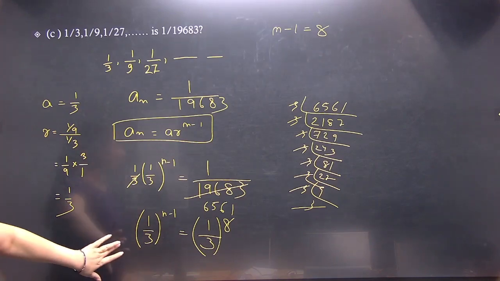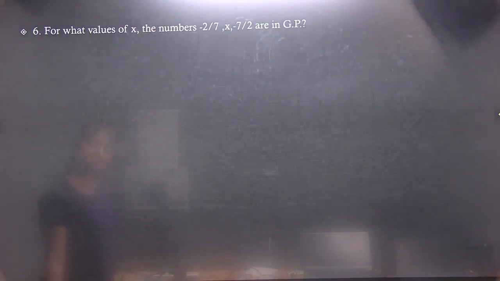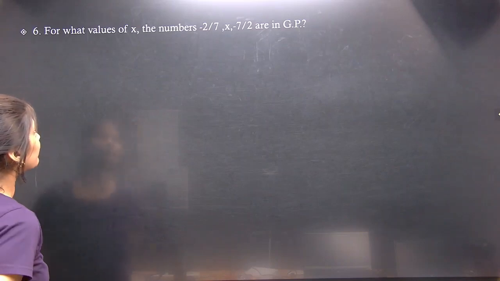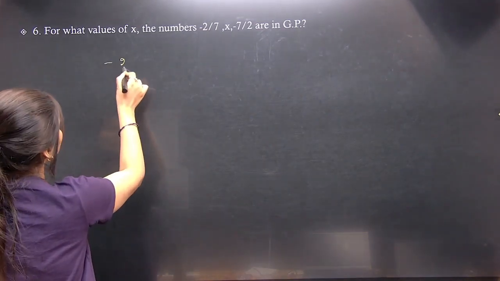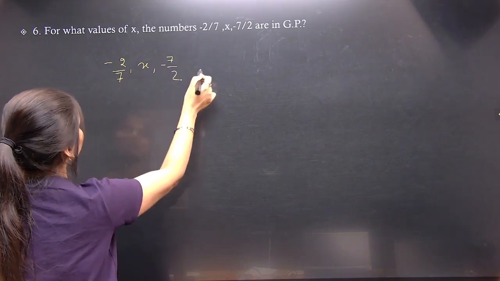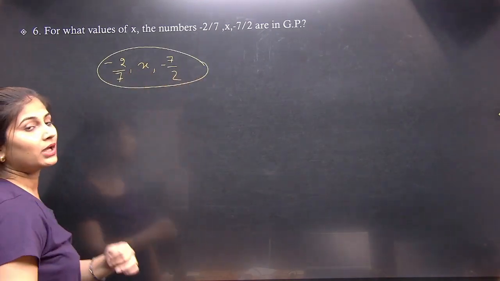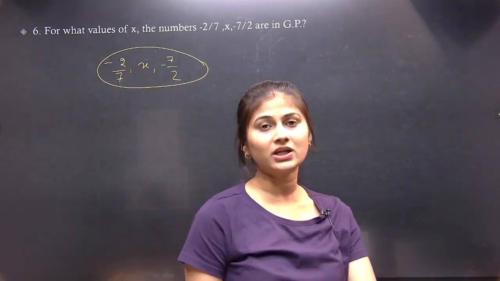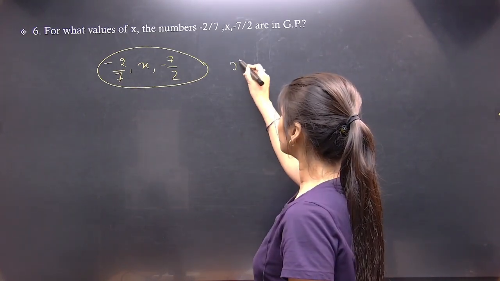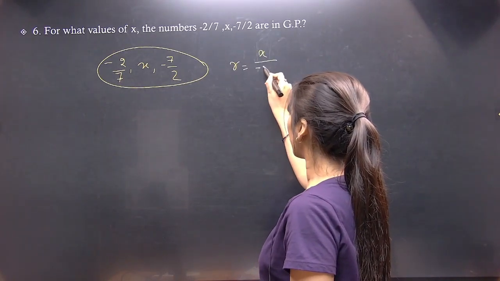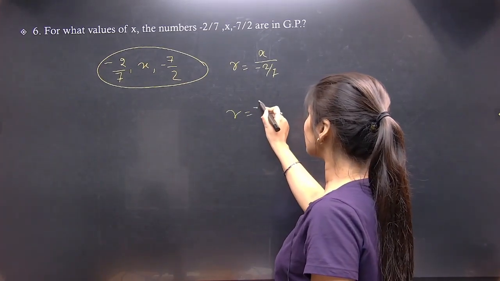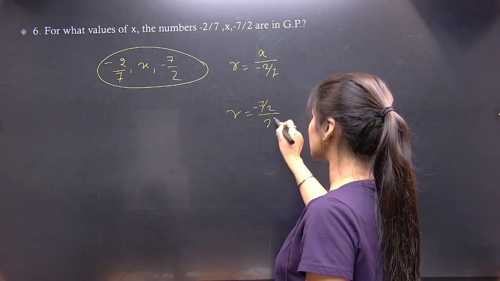Okay, moving on to next question, question number 6. Question number 6 says, for what values of x are the numbers minus 2 by 7, x and minus 7 by 2 in GP. If they are in GP, then common ratio for each pair of consecutive terms will be same. So common ratio can be x by minus 2 by 7, okay, or common ratio can be minus 7 by 2 by x, isn't it?